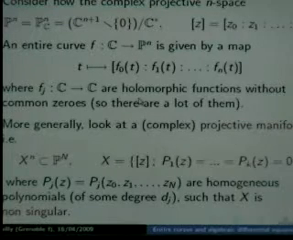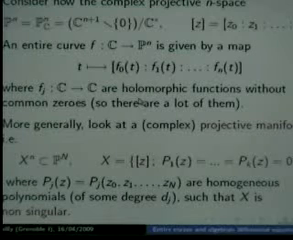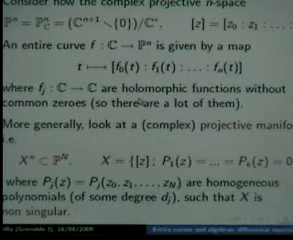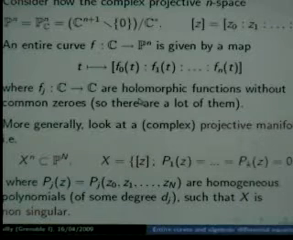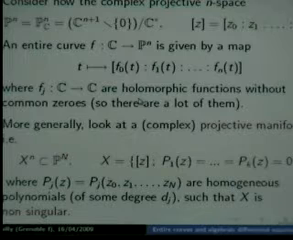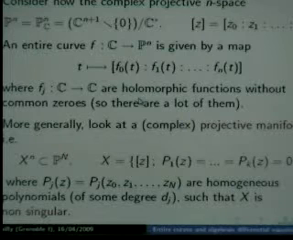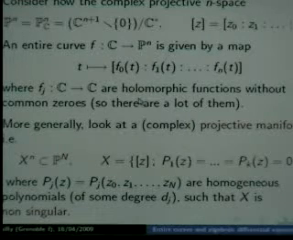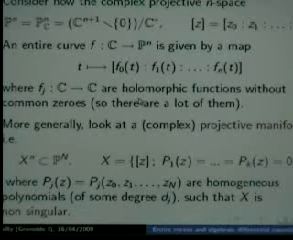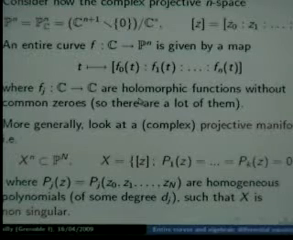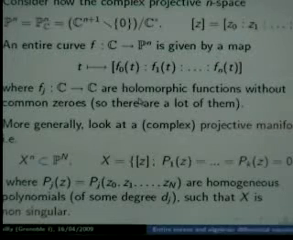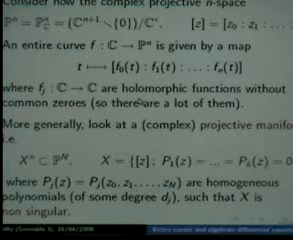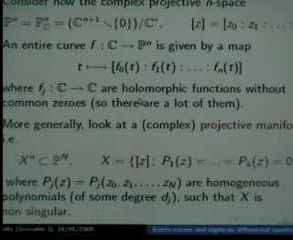Now, more generally, we consider projective manifolds. By this, we mean a subvariety of Pn, which is defined by a collection of polynomials. And for this to make sense, we have to assume that the polynomials are homogeneous. So Pj is homogeneous of some degree dj. And we assume that X is non-singular, which, of course, means that you have a suitable condition on the polynomials Pj.